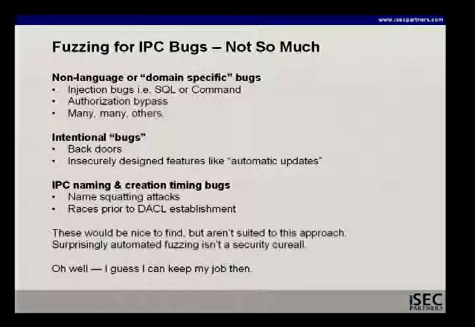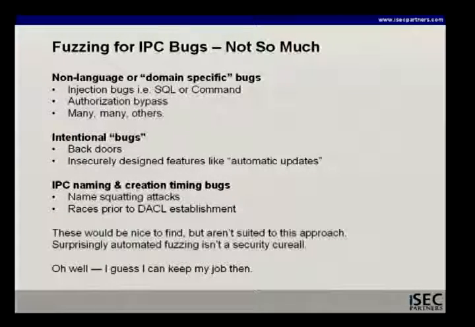Name squatting attacks are when you have a client that connects up to a server, and the way it finds it is it connects to a named pipe named foo. And it says, oh, foo, tell me what to do. And the server says, oh, get these updates. You need new antivirus signatures. You need whatever. And it just trusts it.